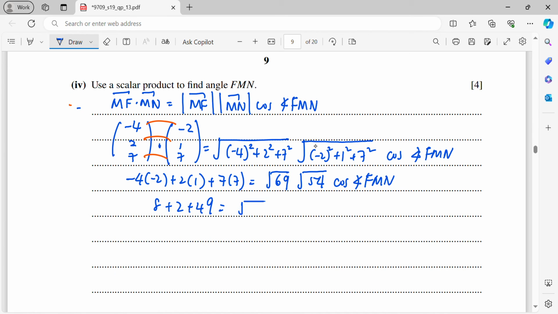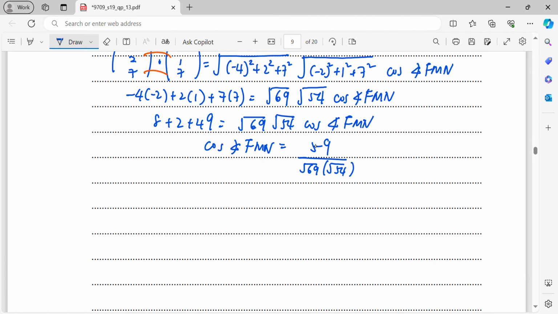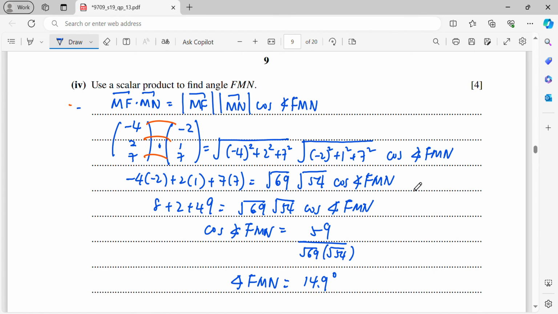Then right side, just rewrite. Okay, so the 8 plus 2 is 10. 10 plus 49 is 59. Then now I will say that my cos angle FMN is 59 over square root of these two values. Right, then from here, my angle FMN, you just take inverse cos. So inverse cos of the right side, it will be 14.9 degrees. So that's all for this angle.